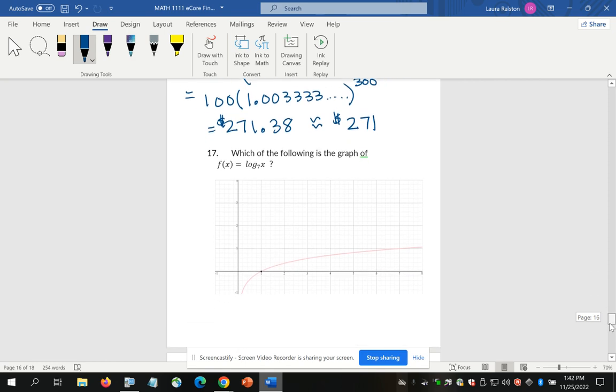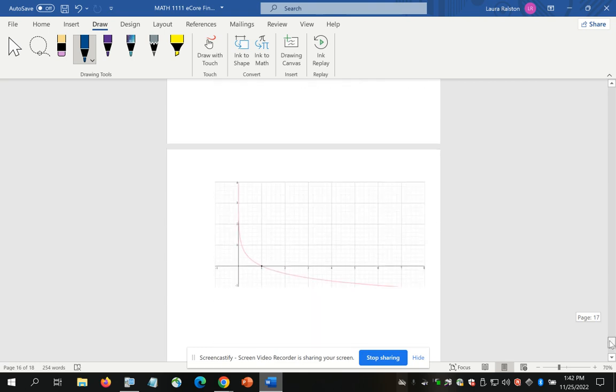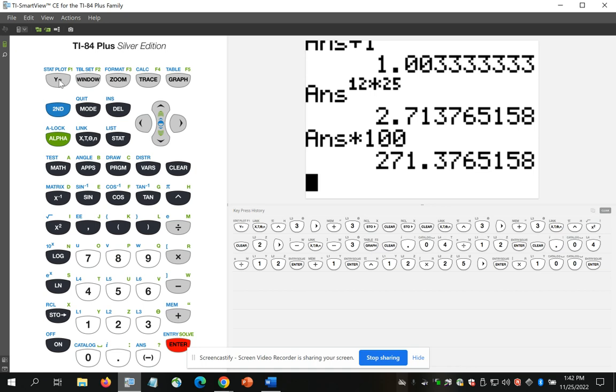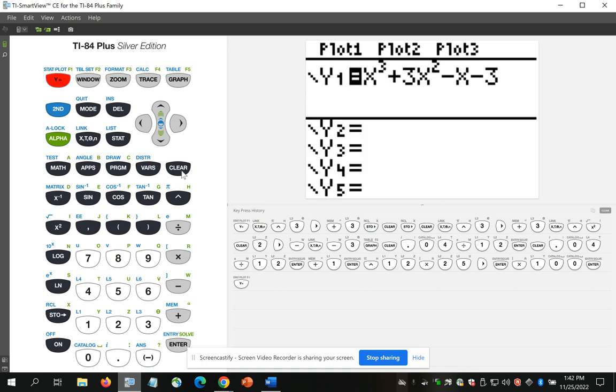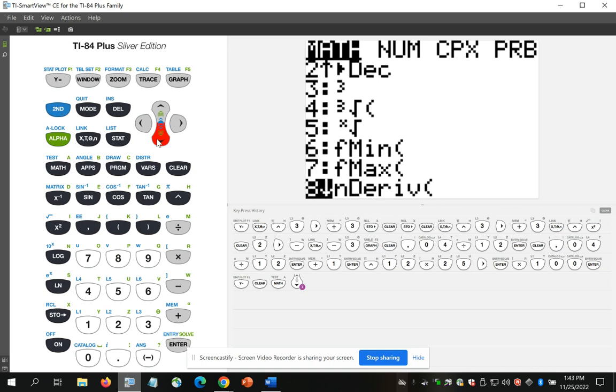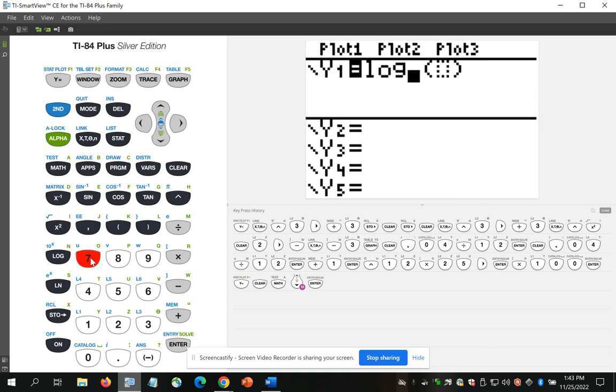All right, question 17 asks you which of the following is the graph of log base 7 of x, and it gives you 4 different options. Again, the easiest way to do this is to create that graph in your calculator. So we would go to y equals, clear out the one that's in there, then use math, scroll down the list to option A, log base, enter. I tell it I want log base 7 of x, and we're going to graph.